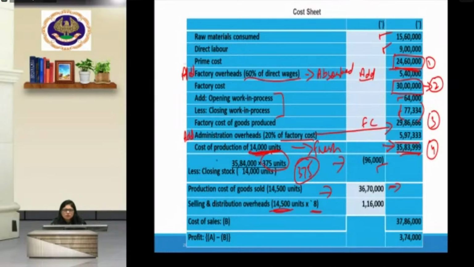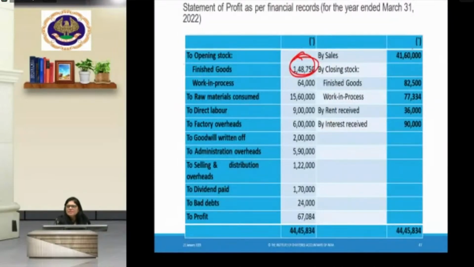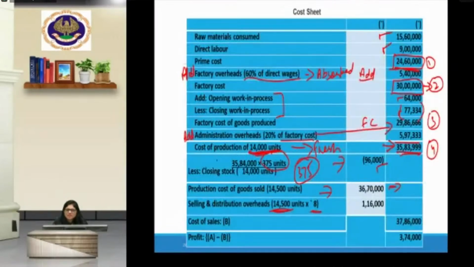So this is the total cost of sales. Sales, we know how much is the total sales. Sales will remain the same. These are the sales. So if we deduct the cost of sales from sales, we get the profit. So this is the second step we have done. 3,74,000. All right, that will be the profit.